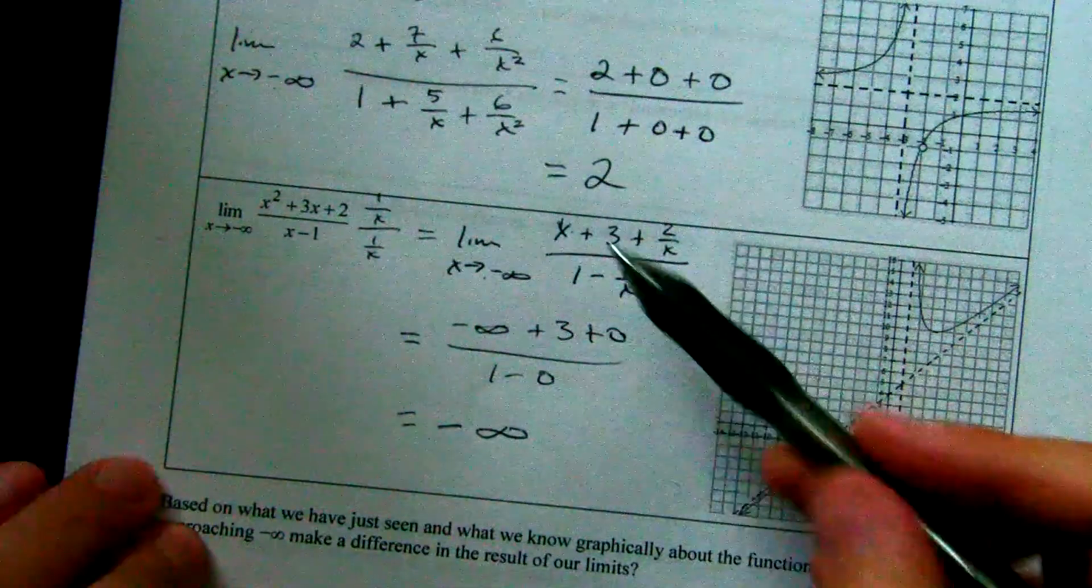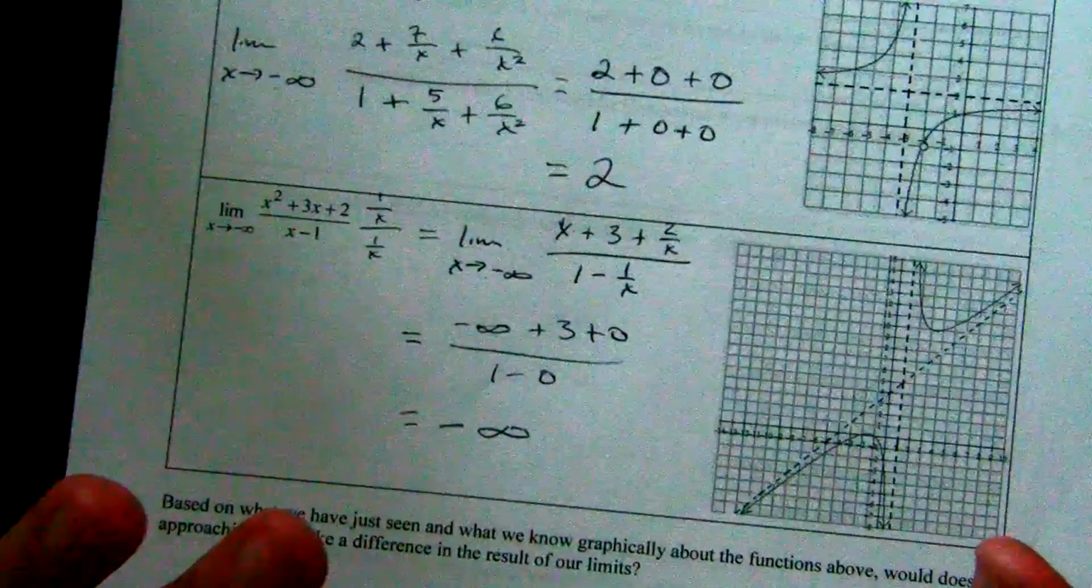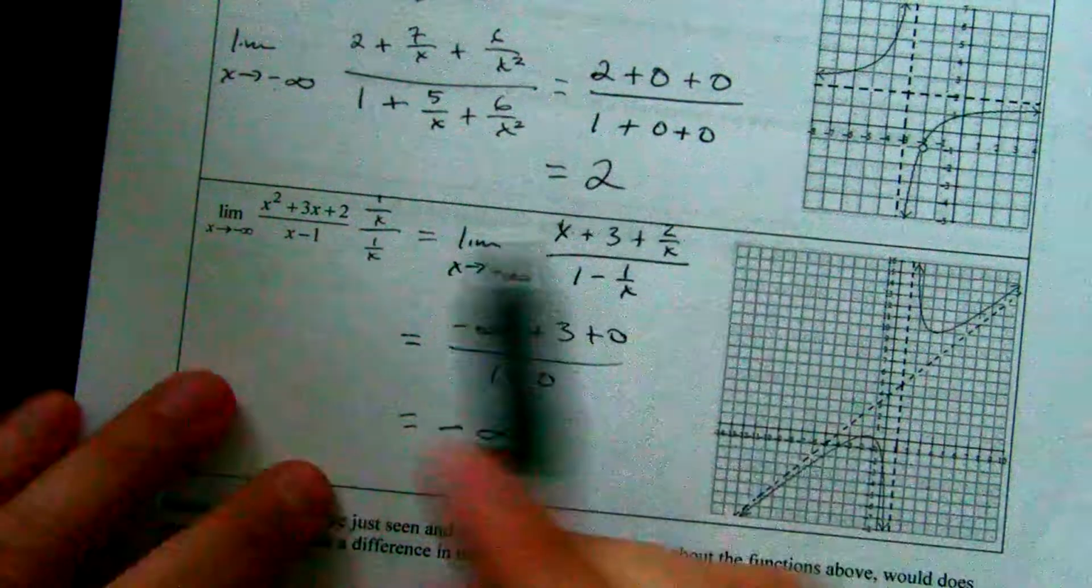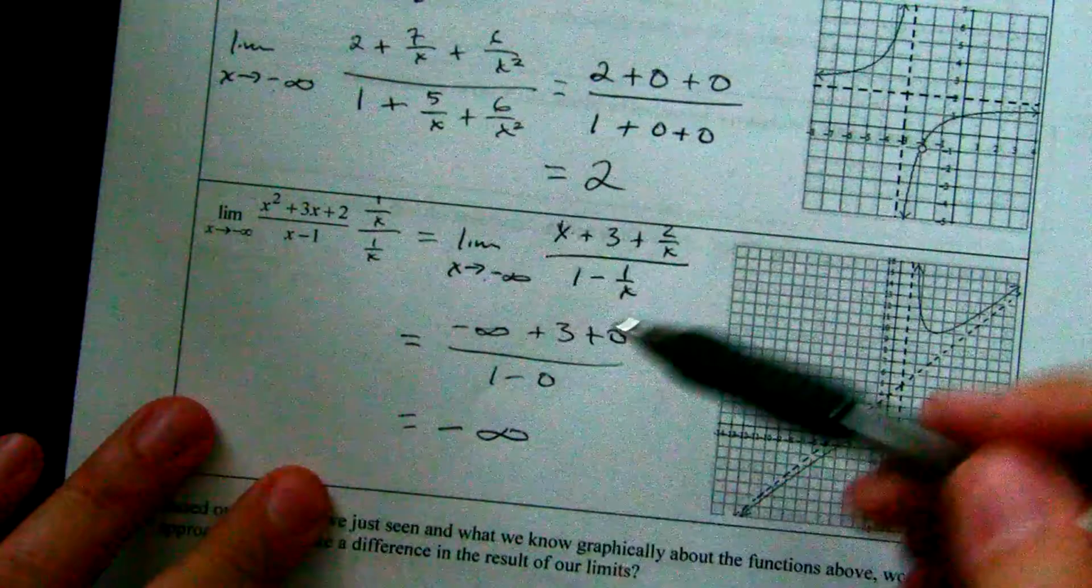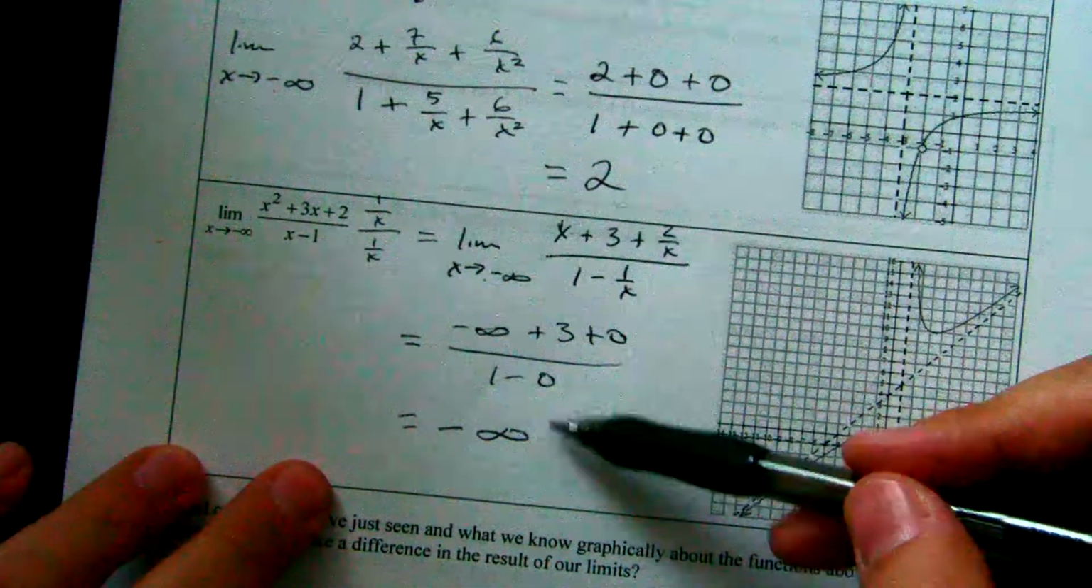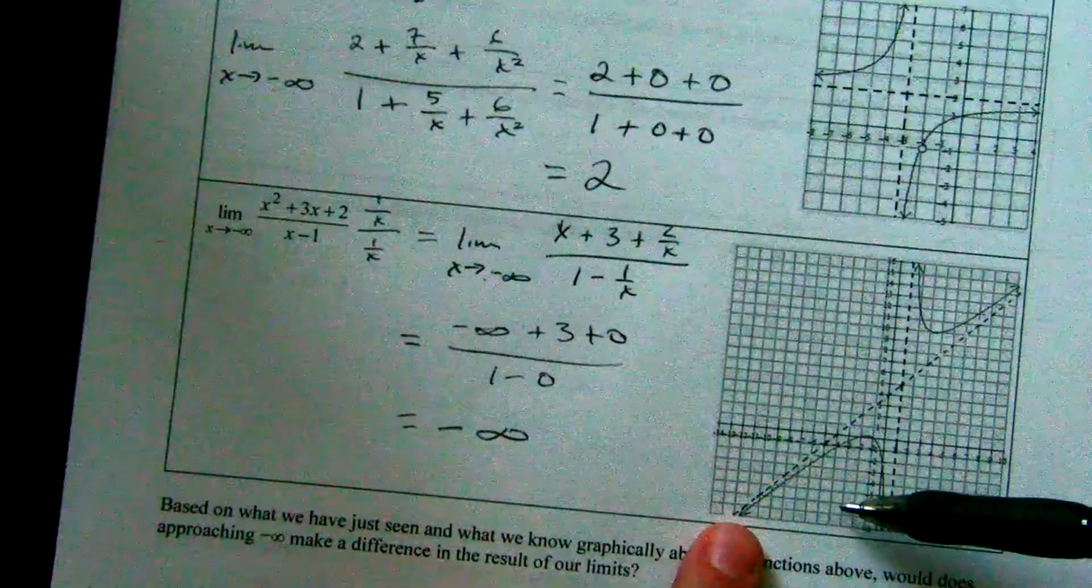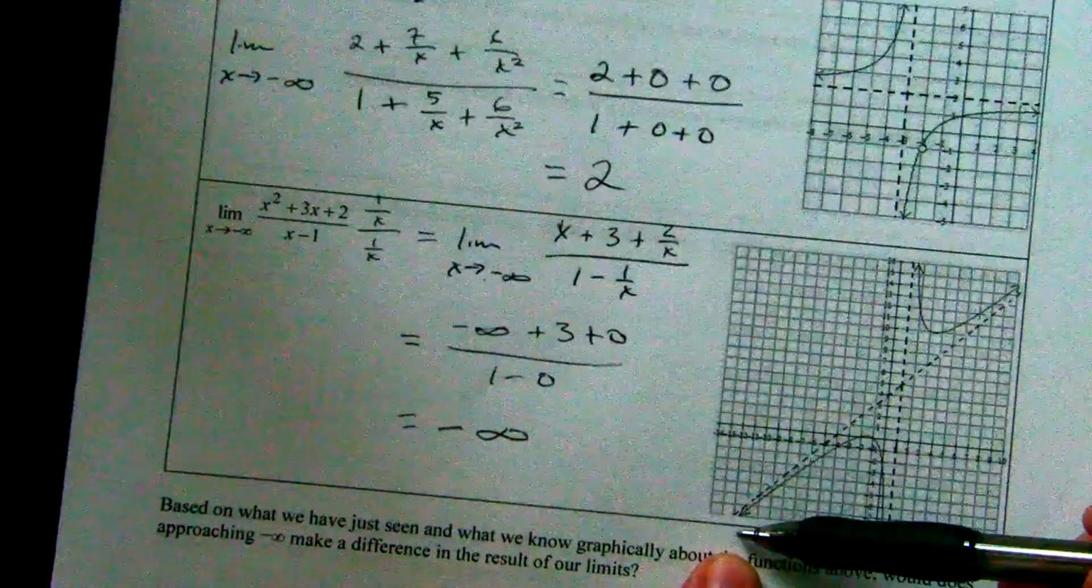I didn't use any different technique. The same technique that I used in the first case, when I was going to positive infinity, I use here, going to negative infinity. But I get negative infinity. And that's good, right? Because if we look over the graph, that's where I'm ending up.